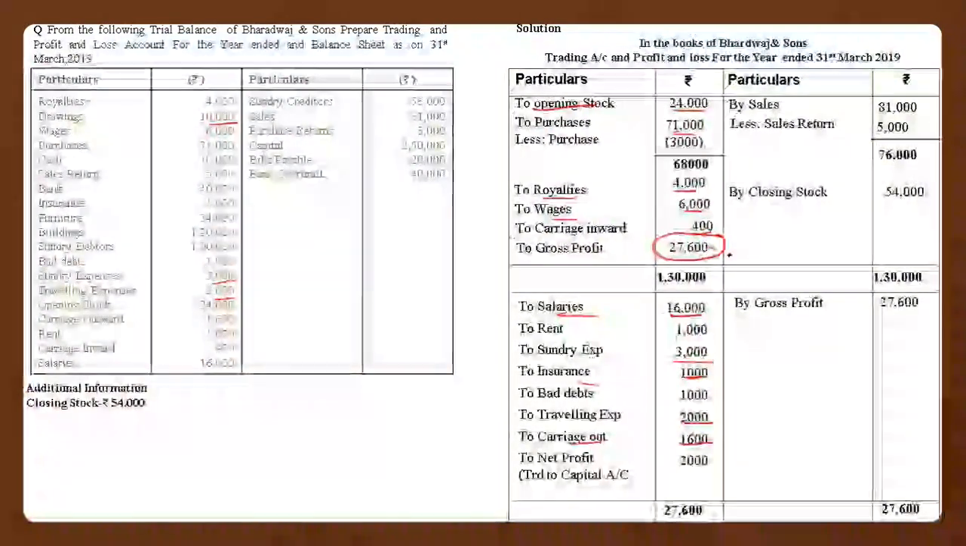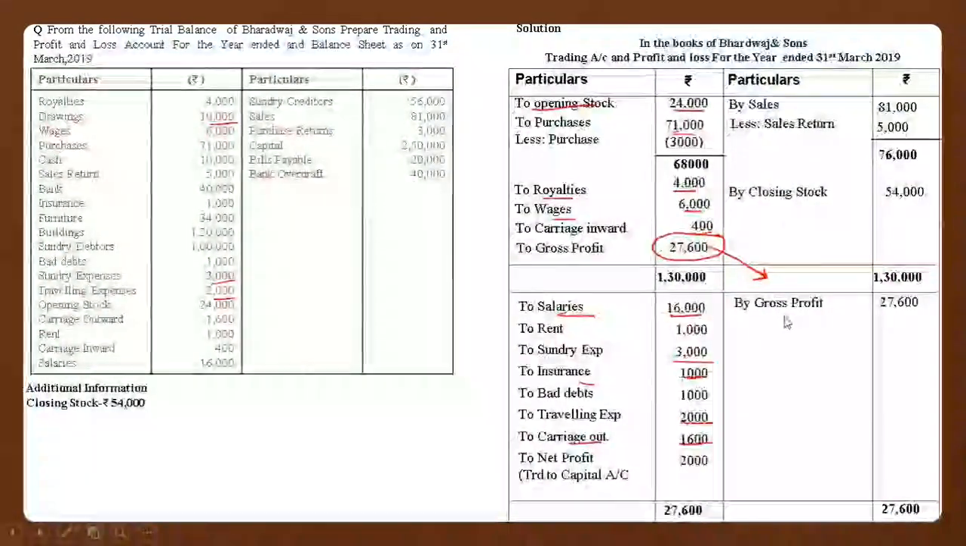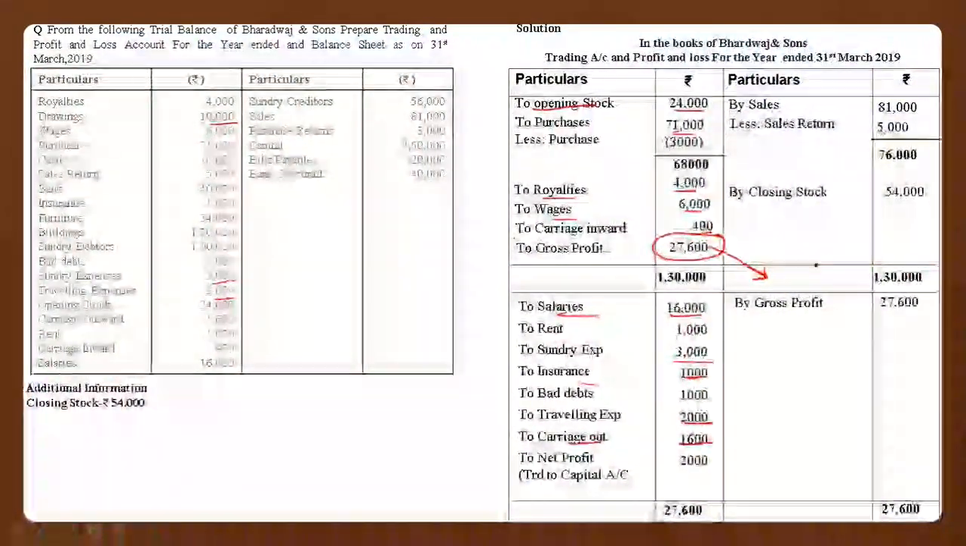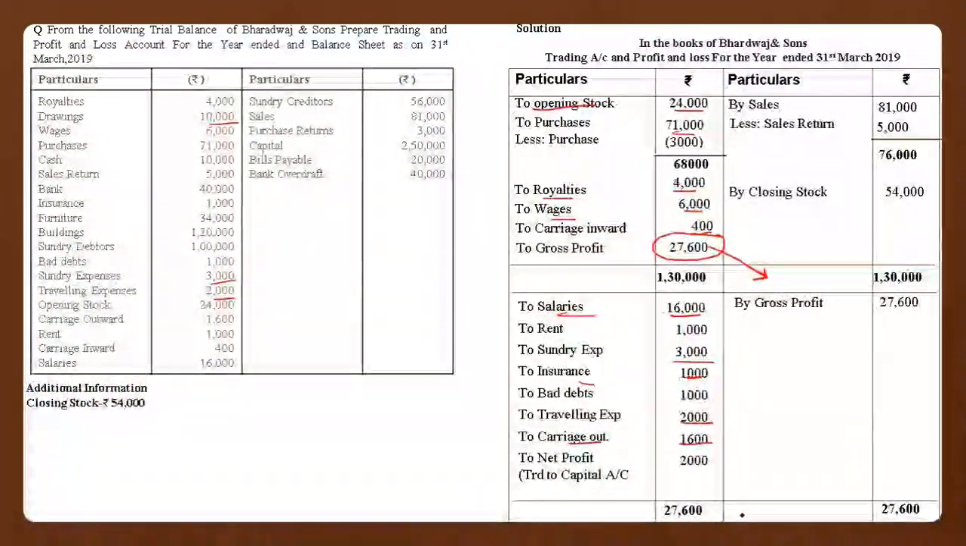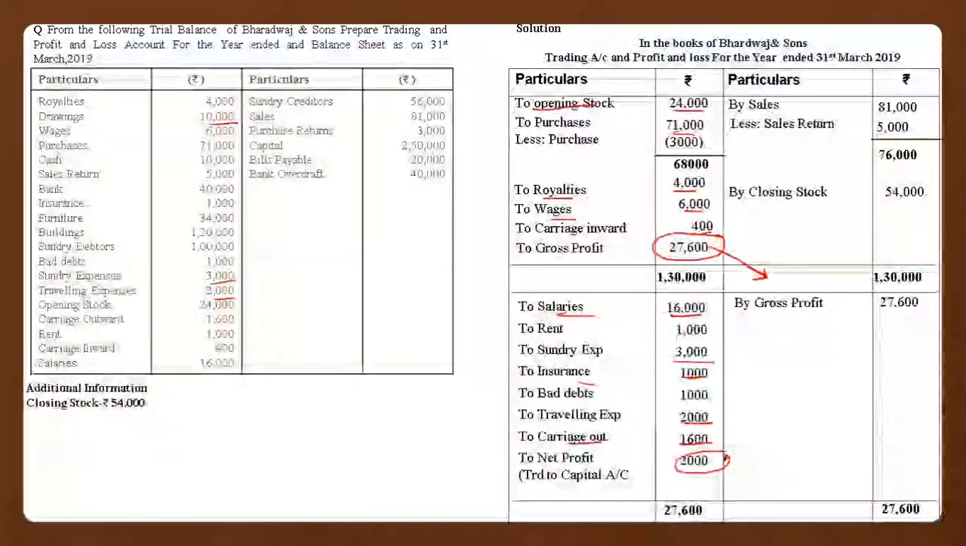तो वो gross profit को आपको ट्रांसफर करना है. वो ग्रॉस प्रॉफिट को यू हैव टू राइट ग्रॉस प्रॉफिट क्रेडिट साइड इन P&L अकाउंट. देन 27,600 यहाँ का टोटल हो गया, एंड द बैलेंसिंग अमाउंट इज 2,000 रुपीज. So 2,000 rupees is your net profit, student.